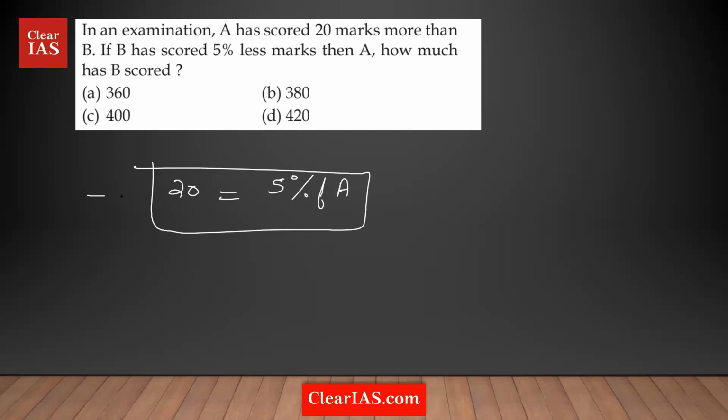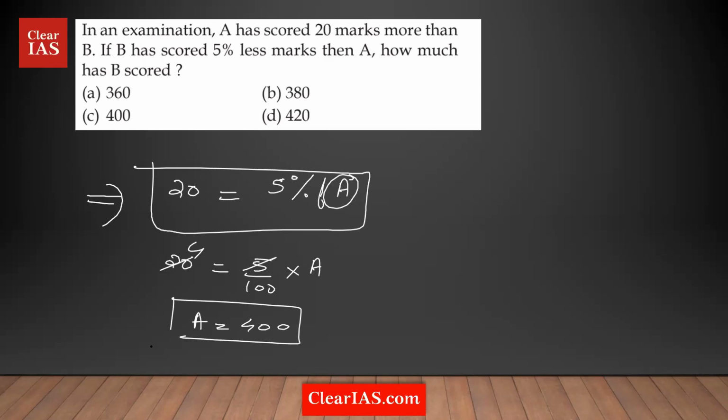So this is the equation that you should frame, right? Because difference between A and B is nothing but what? 20 marks. A is having 20 marks more than B. That is same as, because B scored 5% less than A, you are comparing with A here. Correct? That's very important. 5% of A. So from here, you can straight away find the value of A, right? So 20 is equal to 5 by 100 of A. Correct? Or you can simplify this, A is equal to 400.